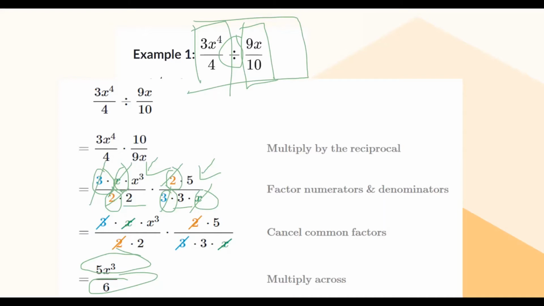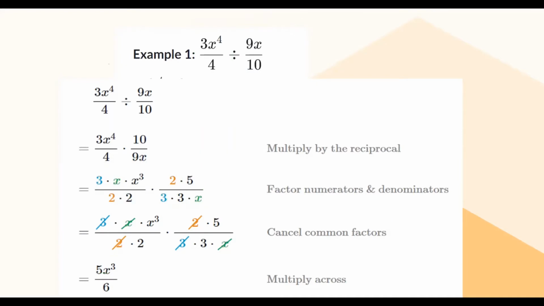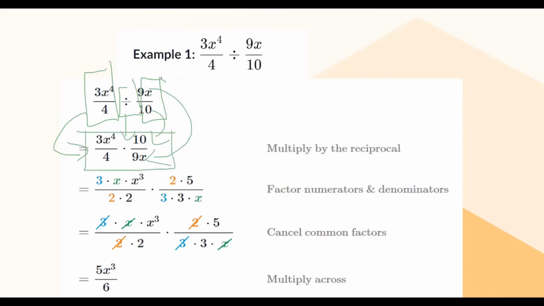So for this problem, which is written here, you keep the first fraction like it was. So I brought it down like that. I changed the division sign into multiplication, and then I flipped it. When I flipped it, the 10 went to the top, and 9x came to the bottom. Once you do that, it is the same thing as multiplying rational expressions.